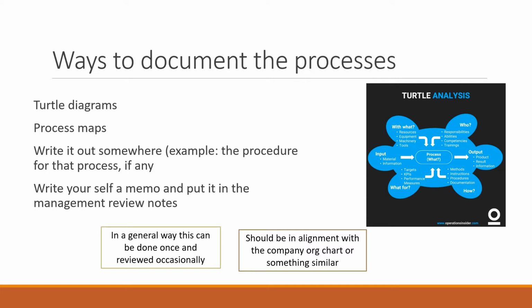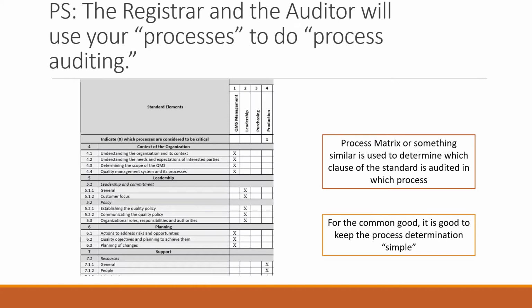And it should also be in alignment with a company org chart, which is to say, if you have a vice president of manufacturing, then manufacturing should probably be one of your processes. This is a side point, but not really. The registrar and the auditor will use your process definition to do what's called process auditing.